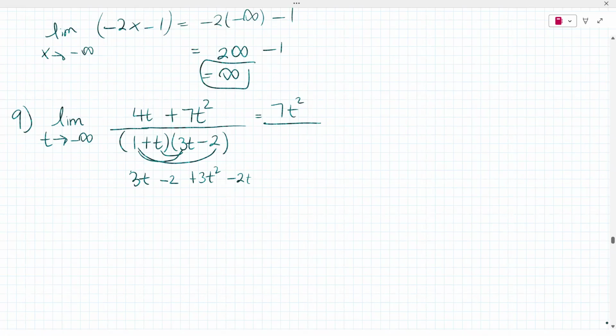So what's the highest term? It's 3t squared. And what can you say about these two powers? They are the same. So your limit is 7/3.